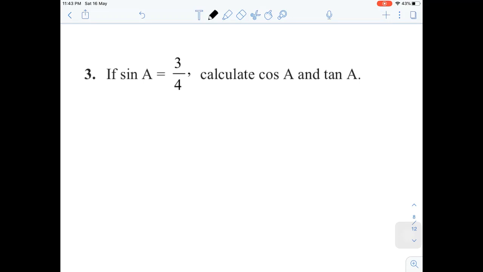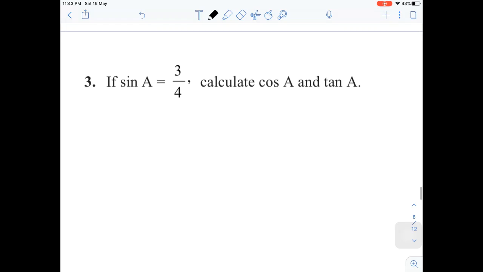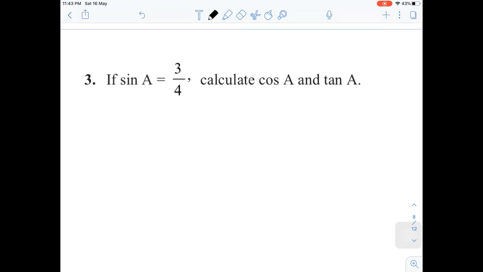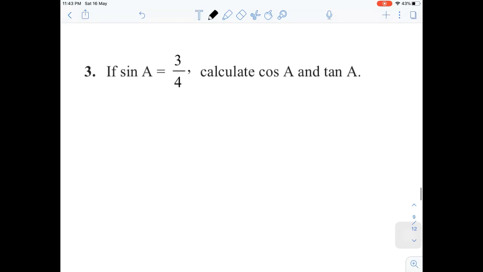So hello students. Now we have solved some examples on trigonometry. Now let us solve a different type of example. Here it is given that if sin A equals 3 upon 4, we have to calculate the values of cos A and tan A. In this type of question, first let us draw one figure.